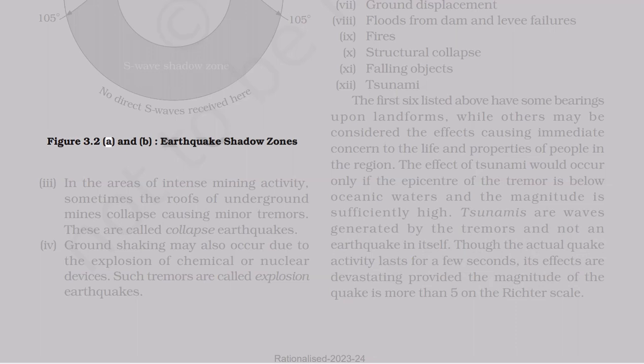Figure 3.2a and b, earthquake shadow zones. 3. In the areas of intense mining activity, sometimes the roofs of underground mines collapse, causing minor tremors. These are called collapse earthquakes. 4. Ground shaking may also occur due to the explosion of chemical or nuclear devices. Such tremors are called explosion earthquakes.